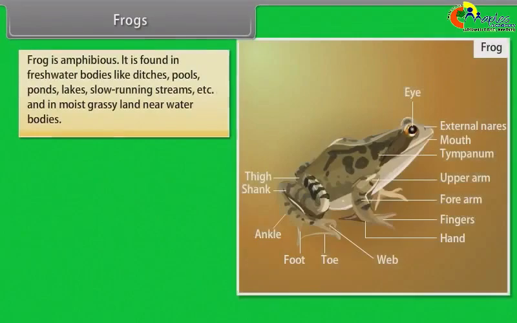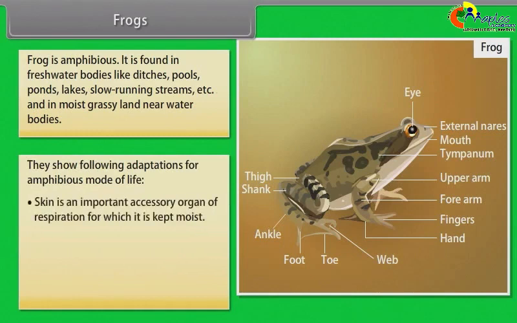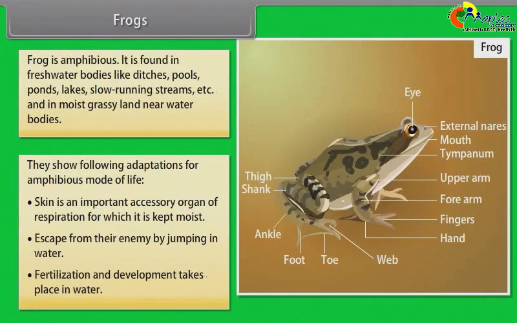Frogs. Frog is amphibious. It is found in freshwater bodies like ditches, pools, ponds, lakes, slow-running streams, etc., and in moist grassy land near water bodies. They show the following adaptations for an amphibious mode of life. Skin is an important accessory organ of respiration, for which it is kept moist. They escape from their enemies by jumping in water. Fertilization and development take place in water.